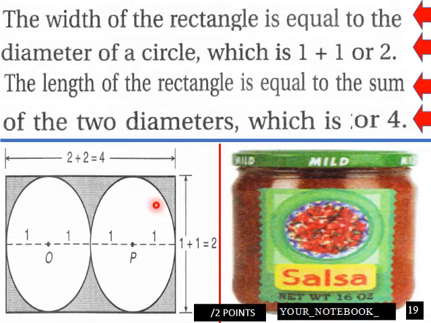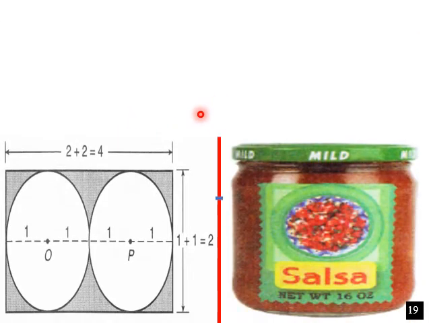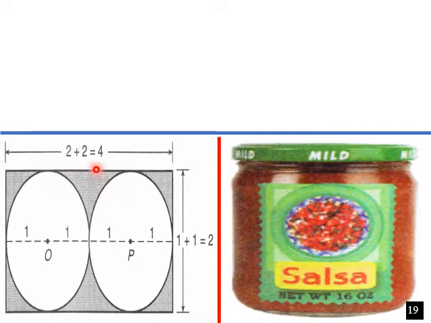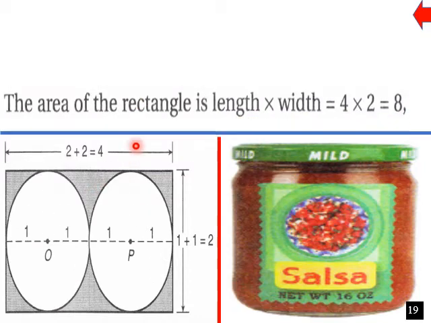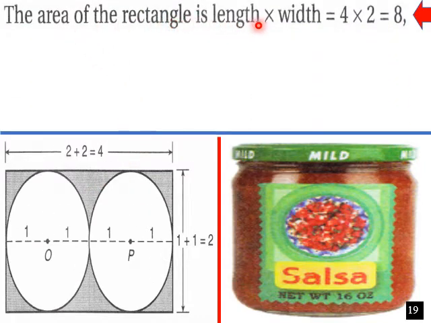So we can find the area now of this rectangle. We have two circles, and we're trying to find the area here. The area of the rectangle is length times width. So in this situation, this is the length and this is the width, 4 times 2. So the total area of this rectangle would be 8.